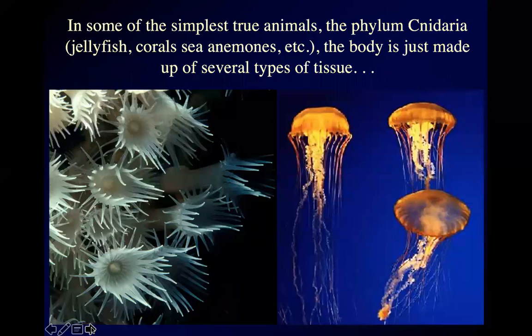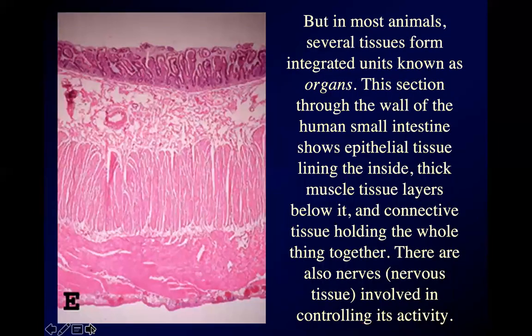In some of the simplest animals, like these corals and jellyfish, the body is just made up of several types of tissue kind of folded around each other. But in most animals, including you, several tissues will form integrated units that we call organs. This happens to be a slice through the wall of your small intestine, sliced, stained, and mounted on a slide to look at through a microscope.